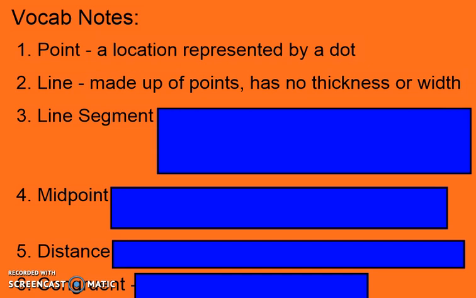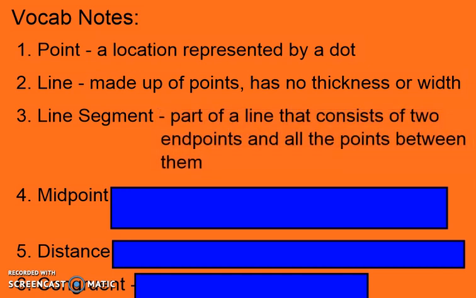Now, the difference between a line and a line segment. A line segment is part of a line that consists of 2 endpoints and the points between them. A line can go on forever in both directions, where a line segment has a starting point and a stopping point, and those are our endpoints. We've talked about those with midpoint and with distance, but each part of that is a line segment.